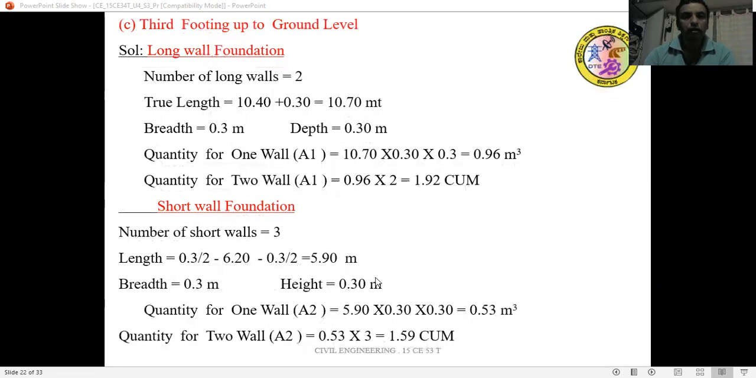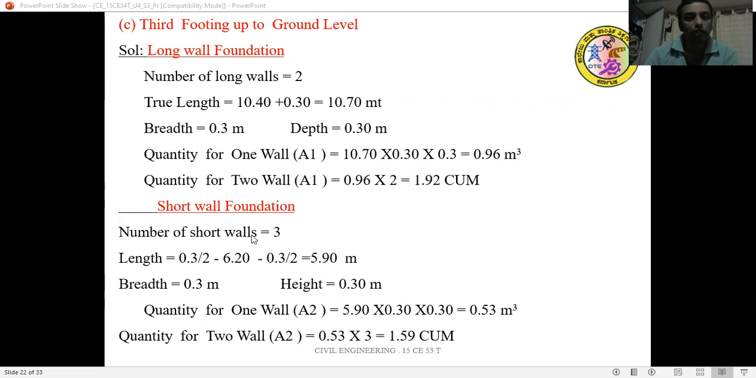And similarly, you have to calculate the third footing, because the breadth of the third footing is equal to 0.3 meter, and the depth of the third footing is equal to 0.3 meter. Then you have to calculate the separate true length for the third footing, which is 10.4 meter plus 0.3, so the true length is equal to 10.7 meter. By getting all three values, length, breadth and depth, the quantity of one wall is equal to 0.96 meter cube. The quantity of two walls is equal to 1.92 cubic meter.